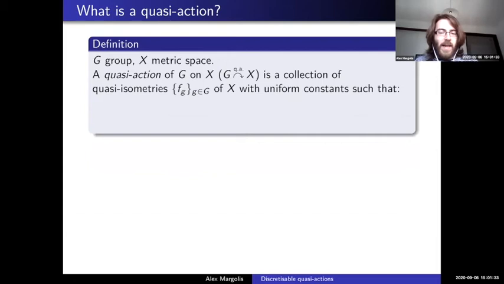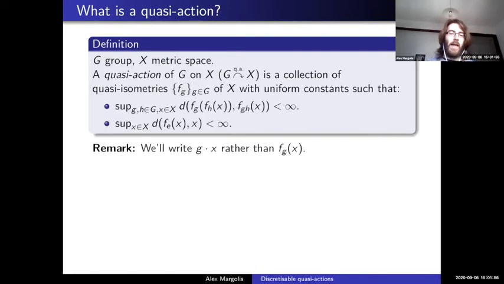So I talked a bit about quasi-actions. I should now define them. If we have a group G and a metric space X, a quasi-action of G on X is a collection of quasi-isometries of X indexed by G with uniform constants, i.e. every f_g is a (K,A) quasi-isometry for some uniform K and A, such that if you compose f_g with f_h, then you get f_gh up to some uniform error. And also the quasi-isometry representing the identity, f_e, is the identity up to some uniform error.